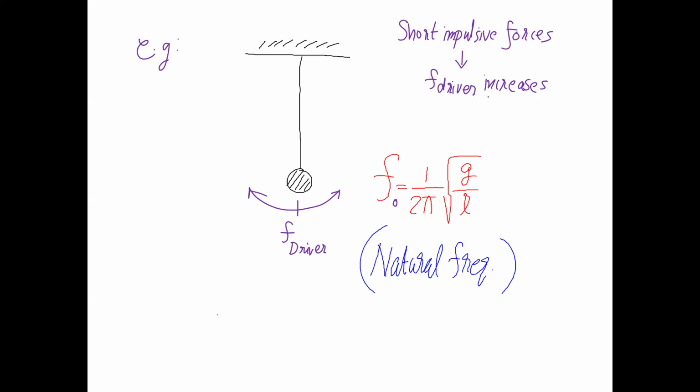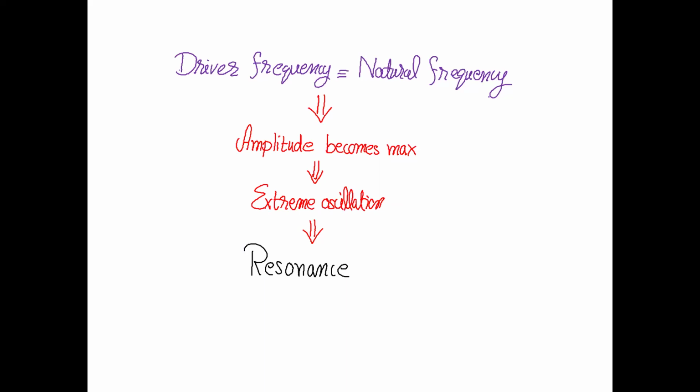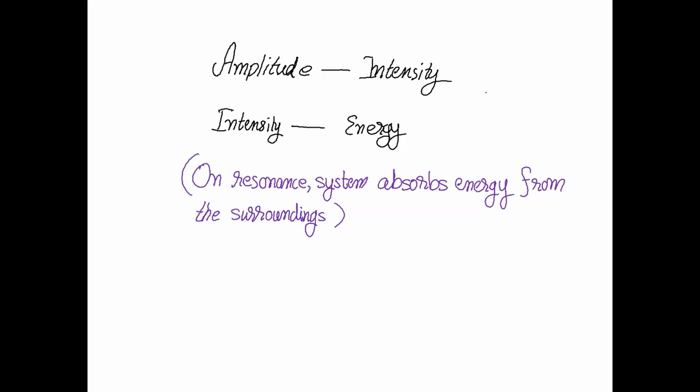by giving short impulses, and the driver frequency becomes equal to the natural frequency. Amplitude becomes maximum, an extreme condition. So when the driver frequency becomes equal to the natural frequency, what happens? Amplitude becomes maximum, and this extreme oscillation is called resonance. Amplitude is related to intensity, and intensity is a measure of energy. So what happens when resonance occurs? The system absorbs energy from the surroundings.